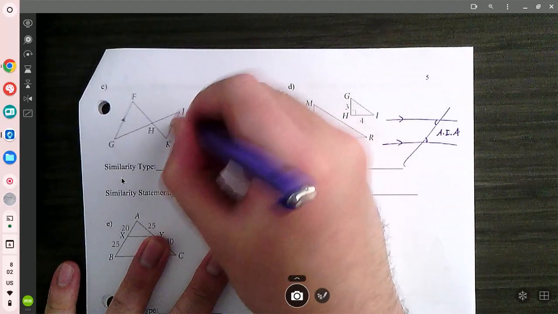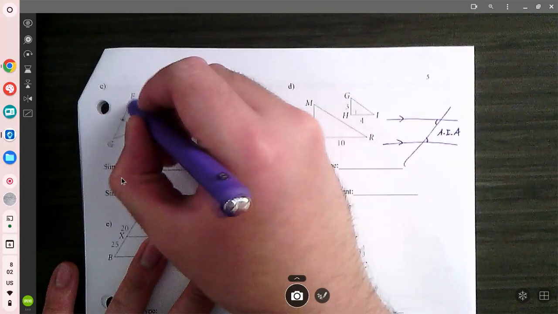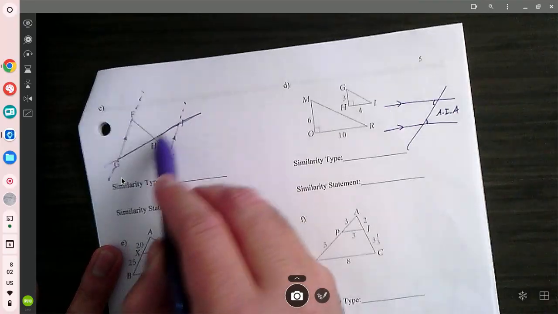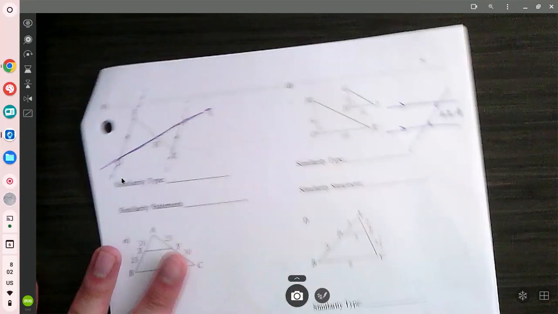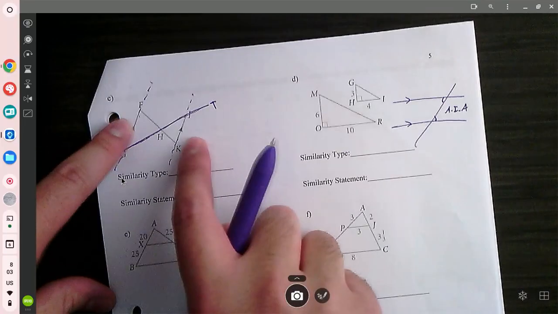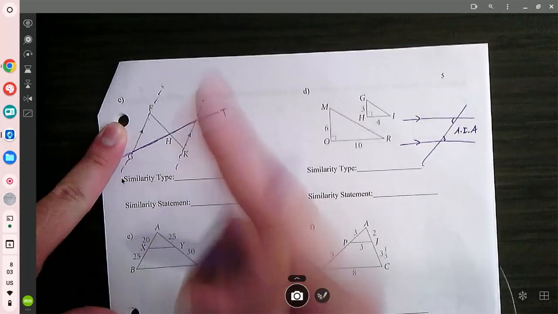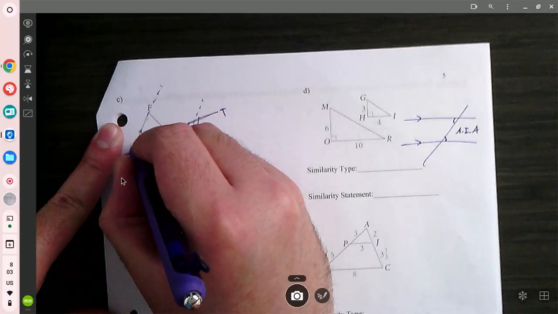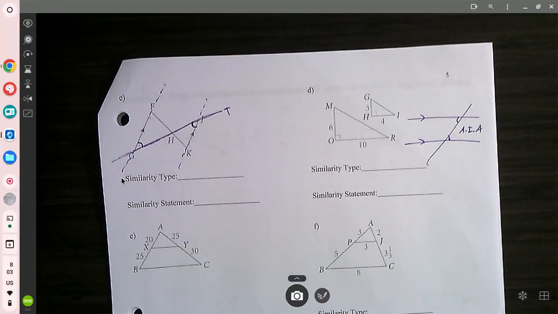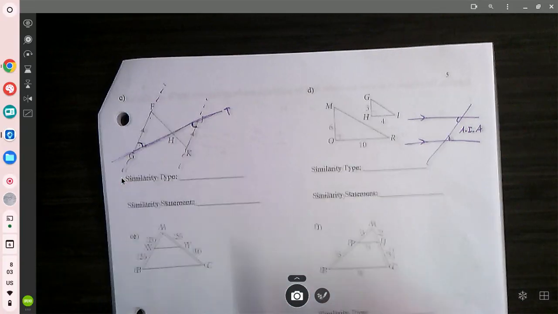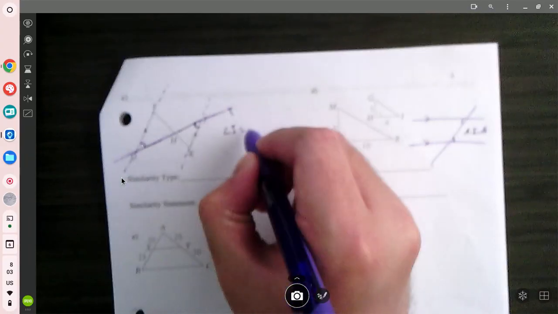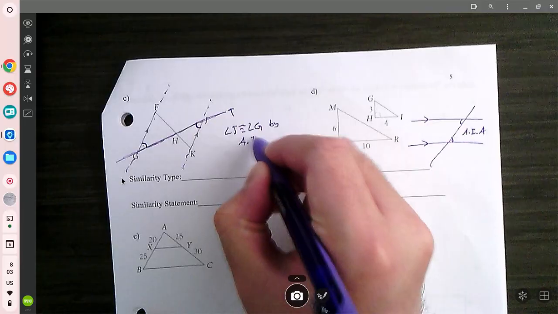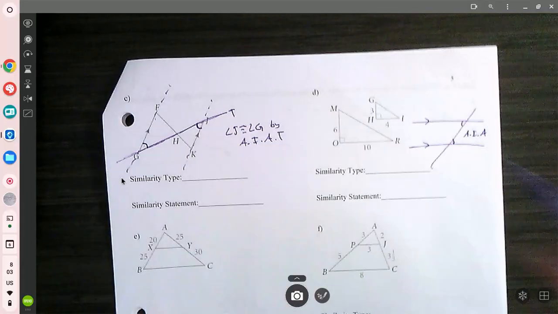Okay, so if I extend these lines out, and I make this my transversal, my T, my parallel lines are on the side, so that means that this inside angle and this inside angle have to be congruent. All right, so angle J is congruent to angle G by alternate interior angle theorem.